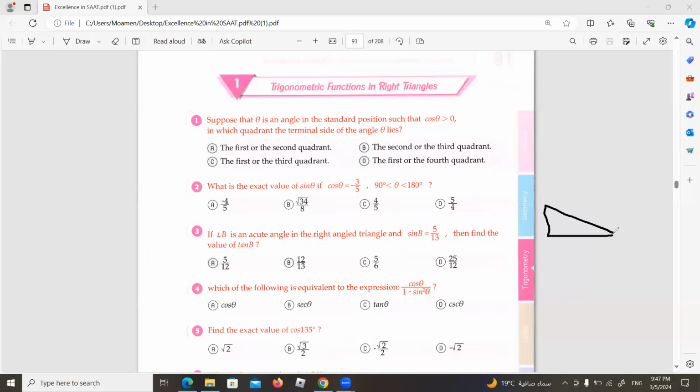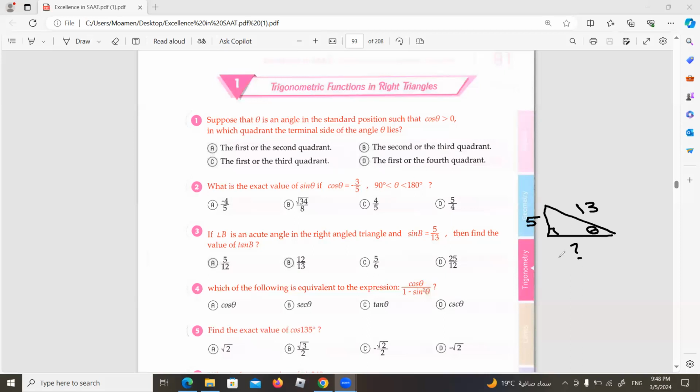Yes. Okay. I have here 90 degree. I have here theta. And B is an acute angle triangle. B equals to what? Sine B means opposite, Mister, is equal to 5. And the hypotenuse, excellent, is equal to 13. What about the third side? Yes, it's 12. Famous triangle.